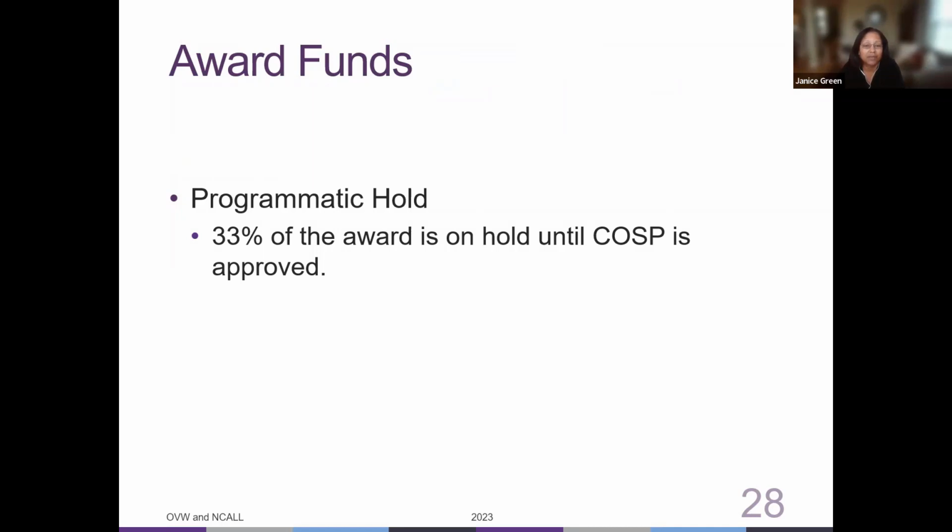As you know, there is a hold on 33% of your award until your continuation outreach and service plan is approved. So if you haven't already started working on those, please know that you can begin that process. You can reach out to NCAL and they can work with you to begin that process so that you can get funding to continue the services you may have started under your previous award to make sure those can continue to be funded. Next.